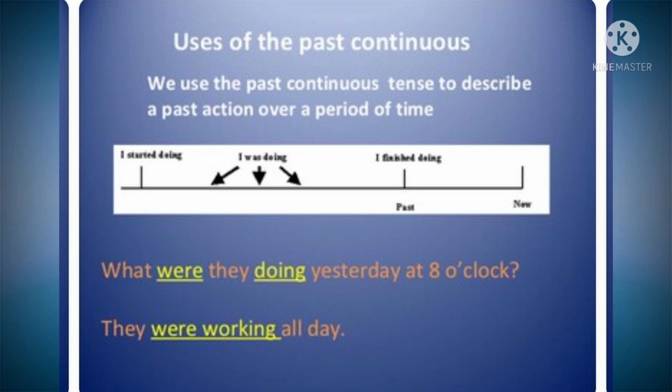If it continued for a certain period of time in the past, we use past continuous. What were they doing yesterday at 8 o'clock? They were working all day. Okay, so you can also use time phrases here like yesterday, last year, last day, etc.